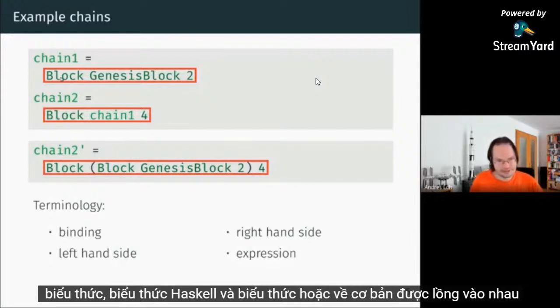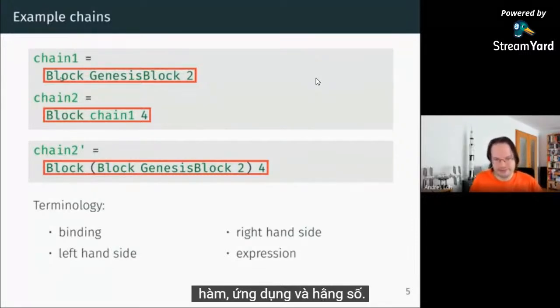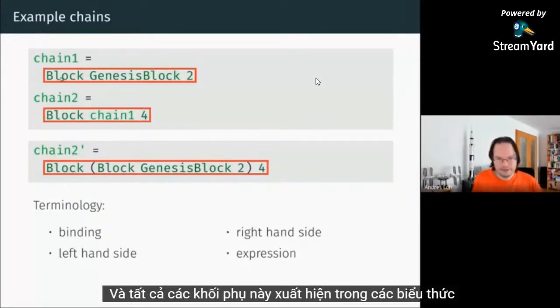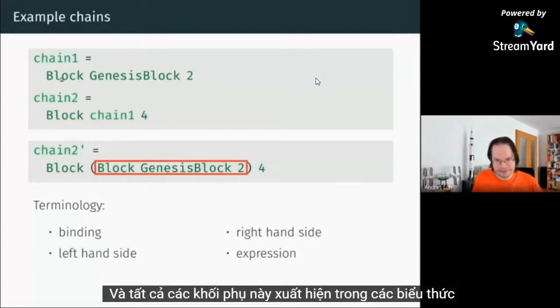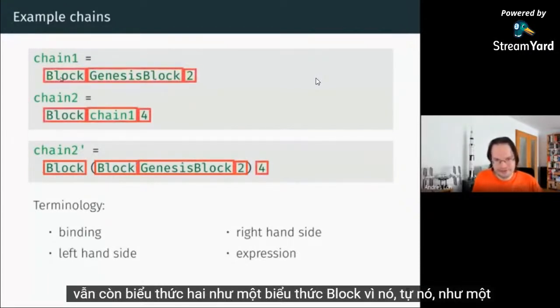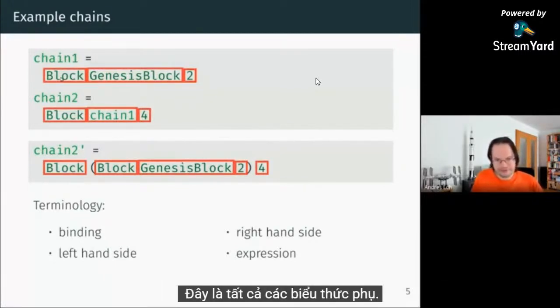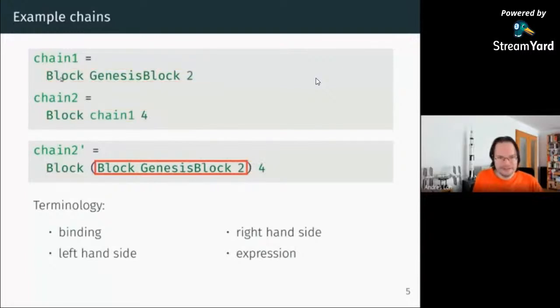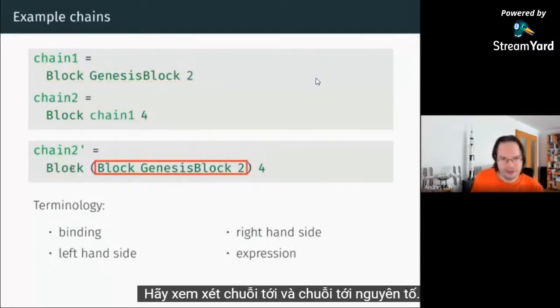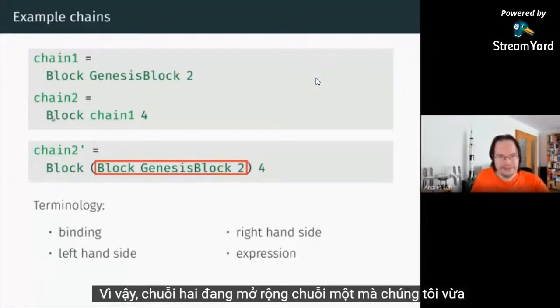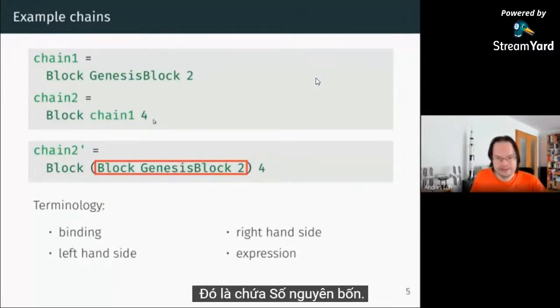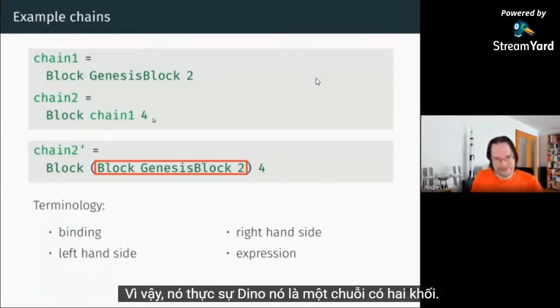And expressions are essentially nested function applications and constants. And so all these sub-blocks that appear in the expressions are still expressions, right? 2 is an expression, block on its own is an expression, and so on and so forth. These are all sub-expressions. Let's look at the chain 2 and the chain 2 prime. So chain 2 is extending the chain 1 that we've just defined with another block that is containing the integer 4. So it actually denotes a chain that has 2 blocks, one containing 2 and one containing 4.